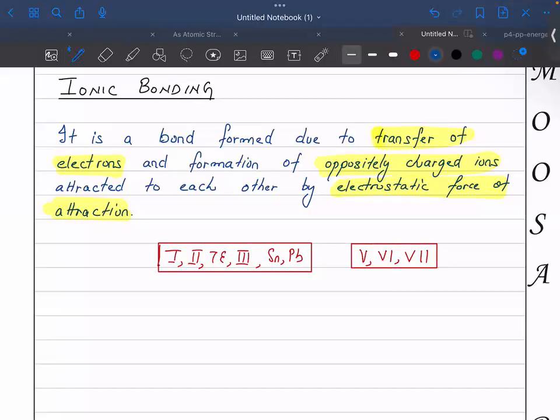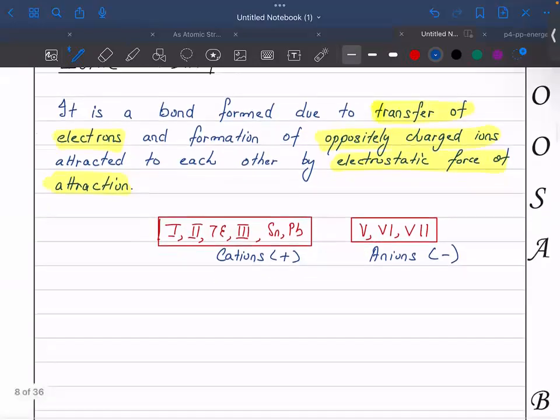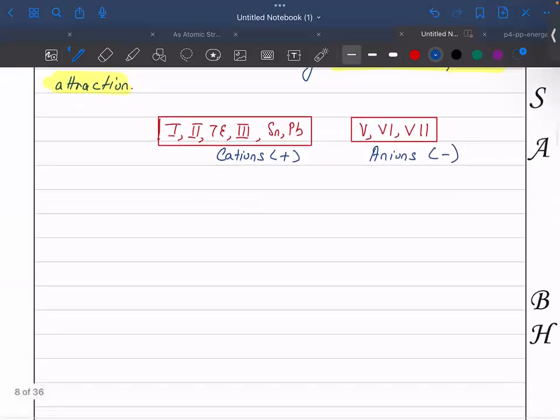The metals lose electrons to form cations or positively charged ions, and non-metals gain electrons to form anions or negatively charged ions. And then they are attracted to each other and they form a bond which is known as ionic bond. The bonding is known as ionic bonding.